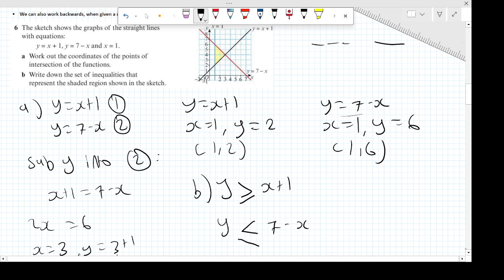Cool. Then lastly, we have this inequality. We have the last line x equal to 1, right? Well, again, is it to the right or to the left? What side of the line is it on? It's on the right, isn't it? It's to the right of the line. So it's going to be bigger than 1, isn't it?